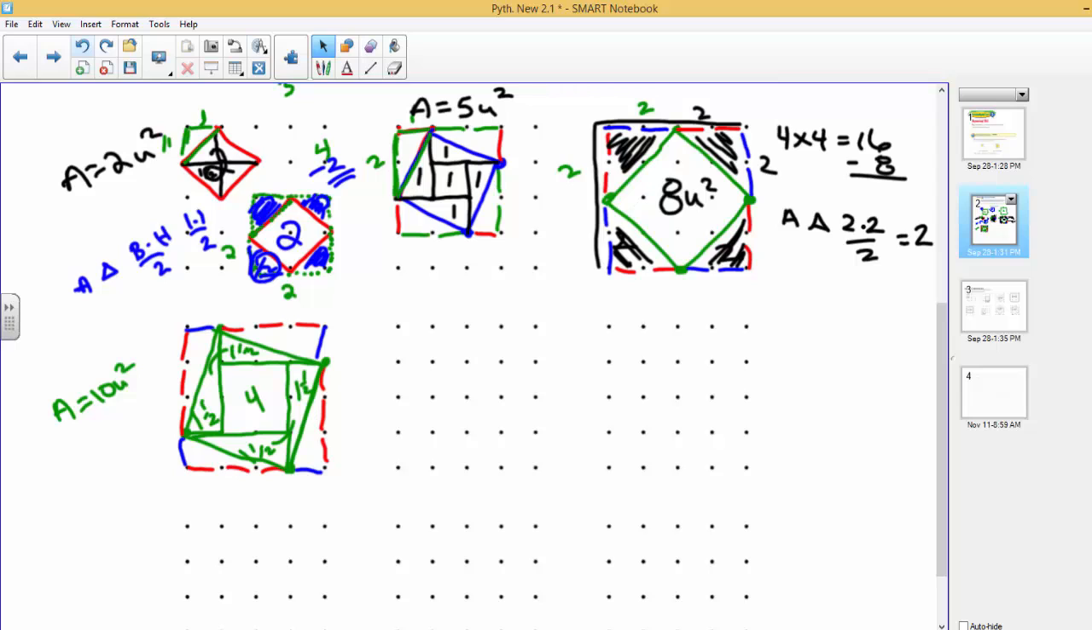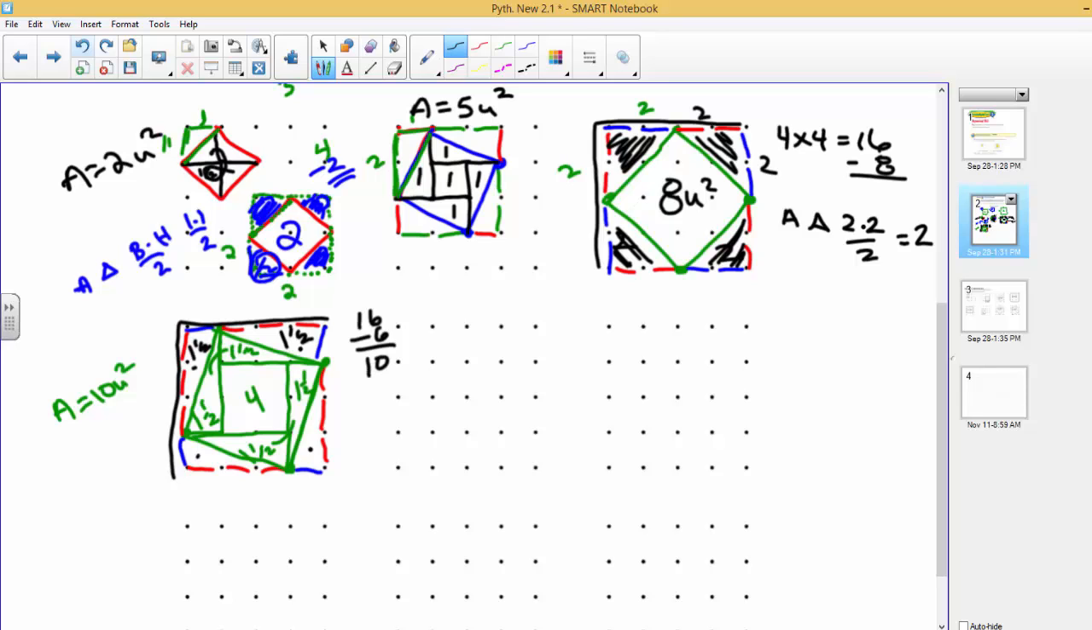The other way is to do the box around the outside. This one's a 4 by 4, so that'd be 16, minus each of these triangles, which are a 3 by 1, which we already know is 1.5. So when you take away the 6, because 4 1.5s make 6, you also get 10.